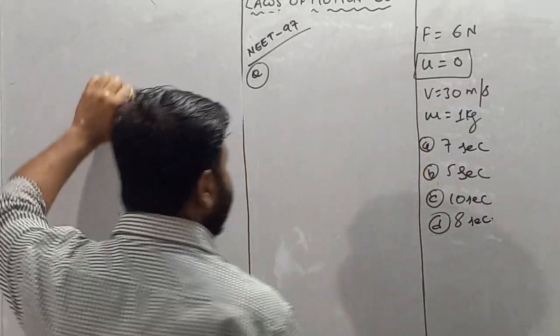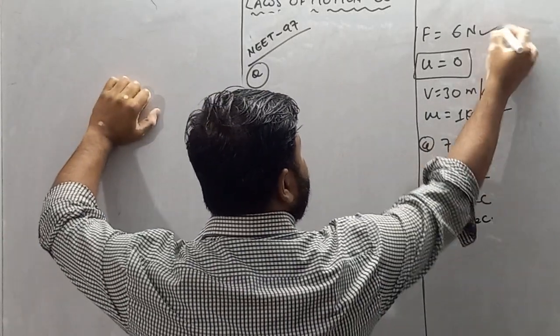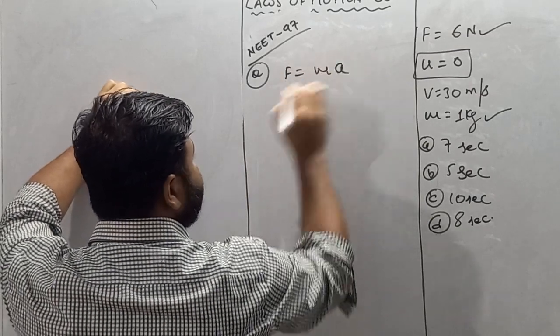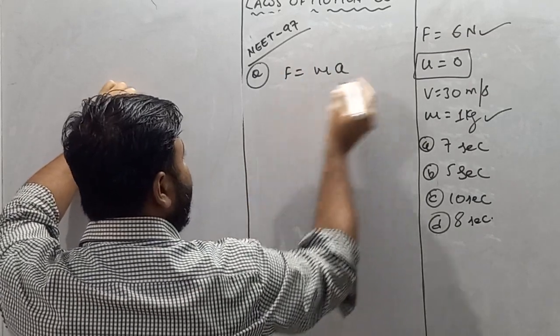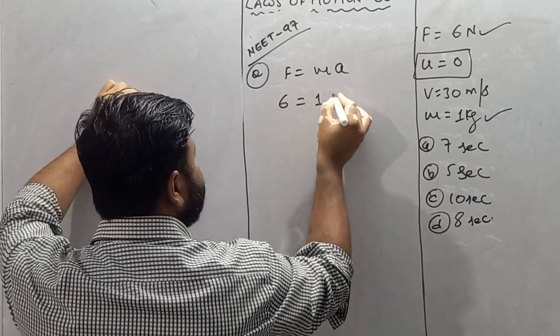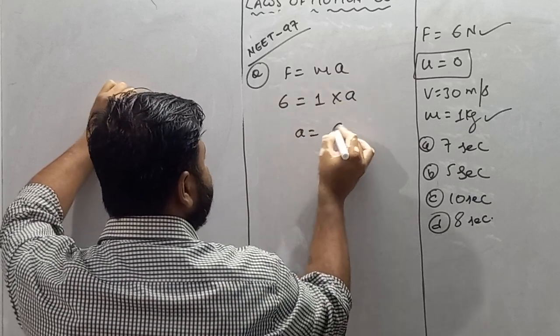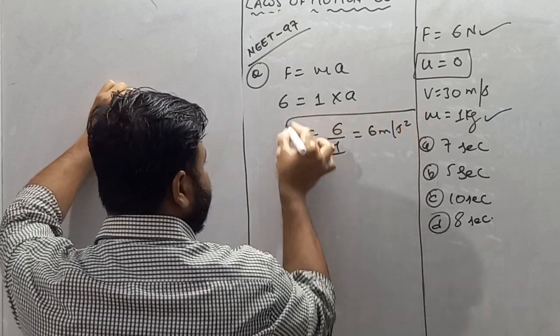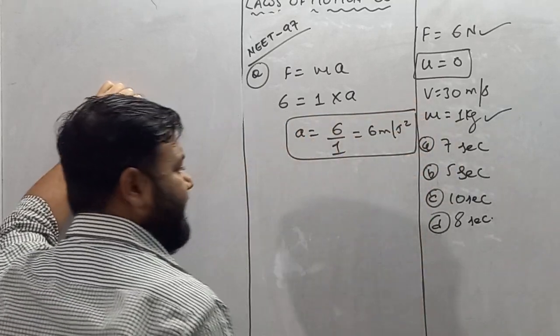Now see, my dear student, we have mass, we have force. So let's find the acceleration. As we know, F is equal to ma. So force is 6, mass is 1, so acceleration becomes 6 by 1, that is 6 meter per second square. This is the value of acceleration.